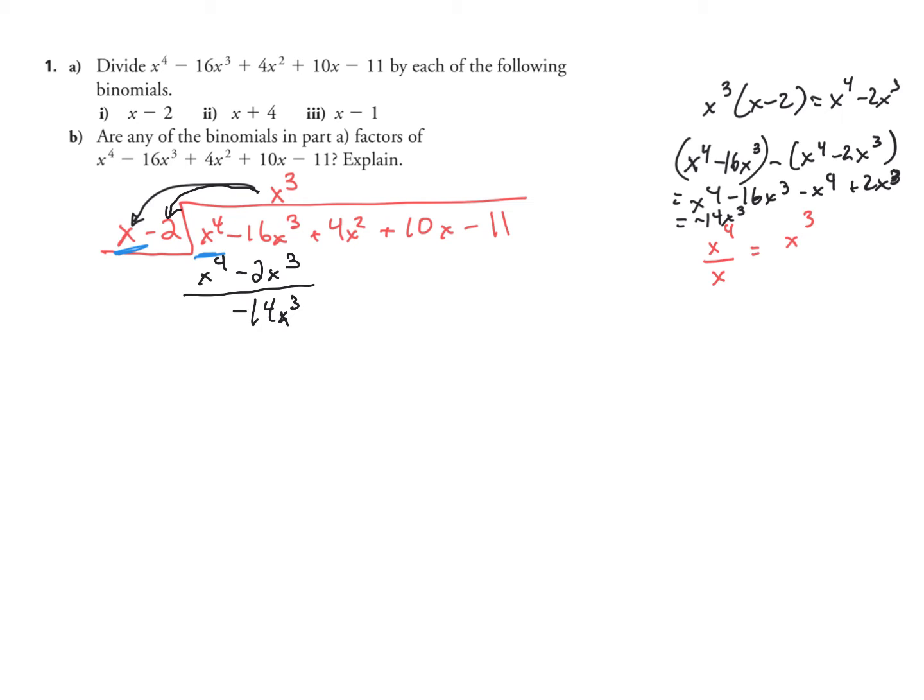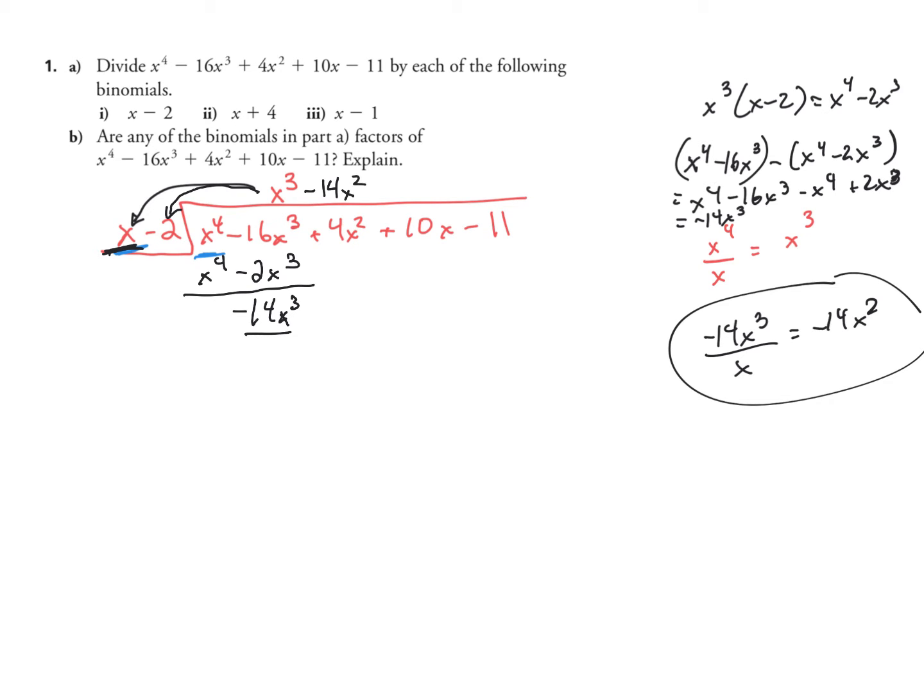And yeah, so let's go now. Now we're going to go to this term and divide by x again. So negative 14x cubed divided by x is equal to negative 14x squared. I think that's pretty obvious. I don't have to keep going over here to divide by x. So that is negative 14x squared. Multiply by x minus 2. You're going to get negative 14x cubed plus 28x squared.